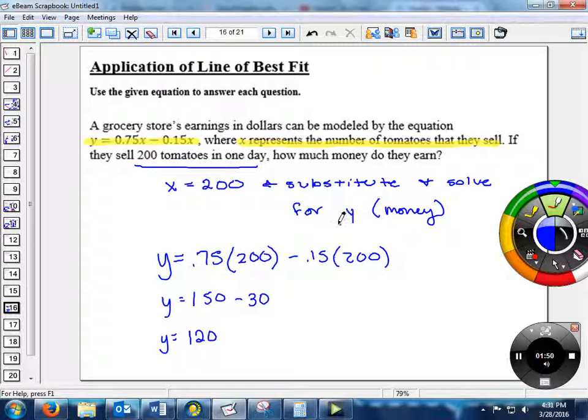So what does that mean? That means that they would earn $120. And that's it. You're just substituting it into the equation and solving for the unknown variable.